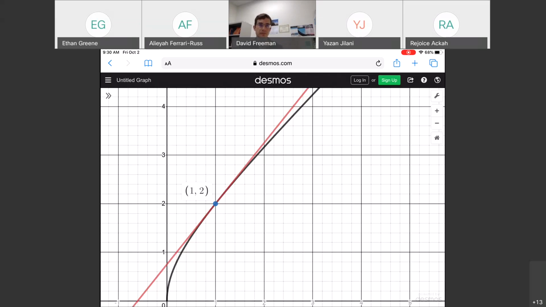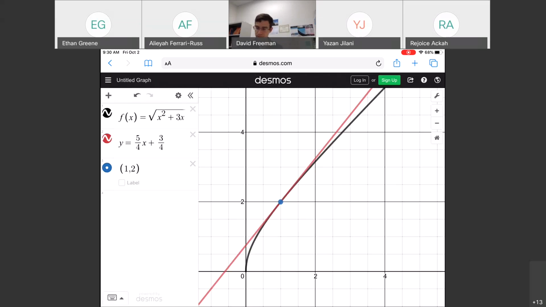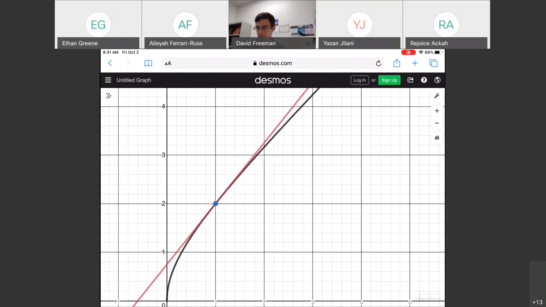Quick question. When you plugged it into Desmos, you plugged in radical x squared over 3x or something. Wasn't there a numerator portion to that? That's the derivative. So notice I'm not plugging in the formula for the derivative here. That's a good thing to point out, because all I've graphed is the original function, and then the tangent line equation that we obtained. Oh, all right. I was thinking the numerator was in the original function. Yeah, good question. Good thing to clarify.